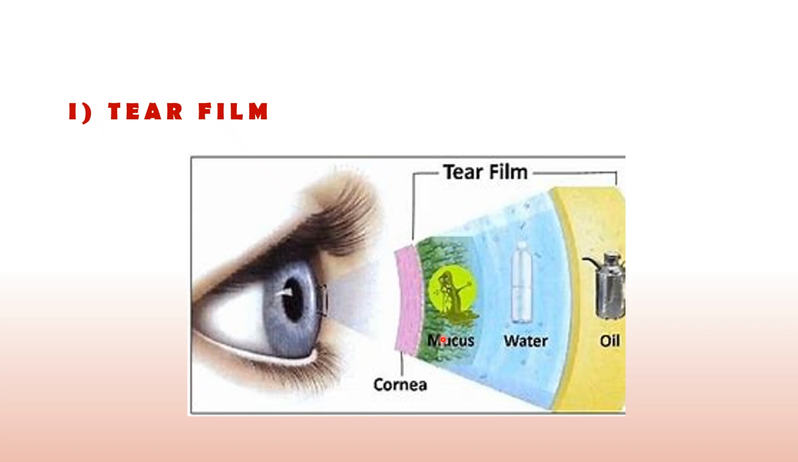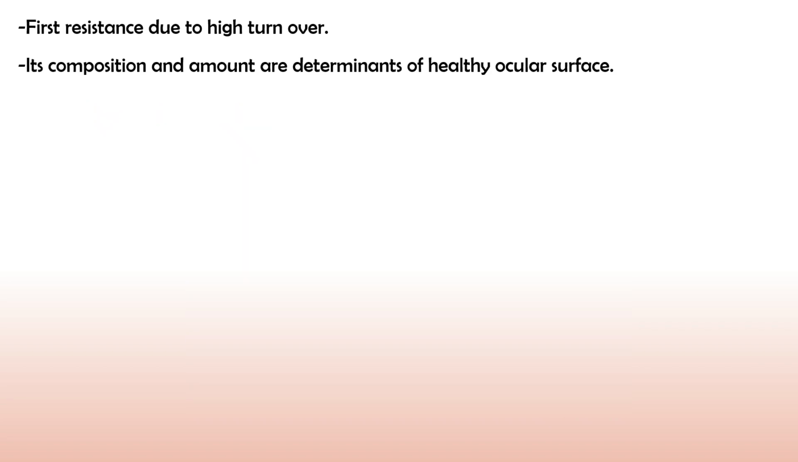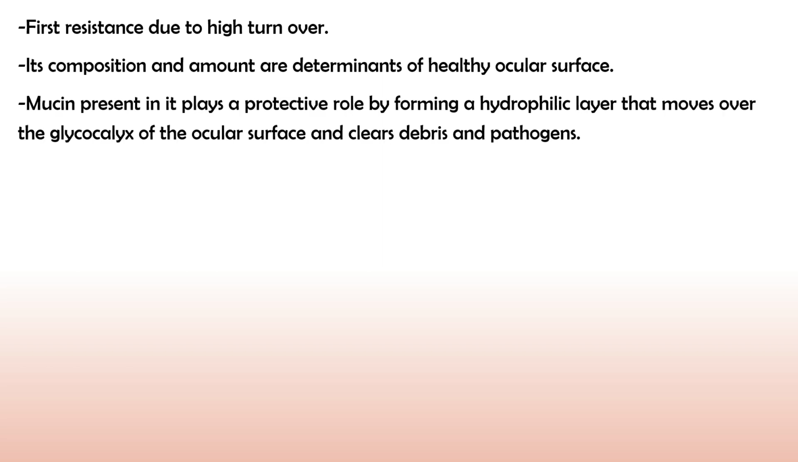It consists of a mucus layer, water, and the outermost layer is oily. So it is the first resistance, and it has high turnover, meaning, as I told you, it gets replenished. So its composition and amount determine the health of the ocular surface.